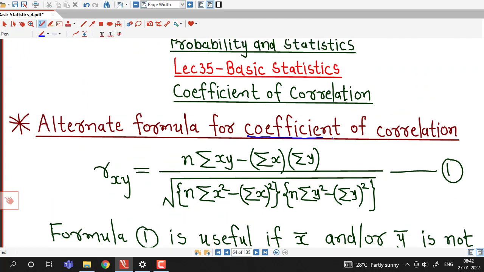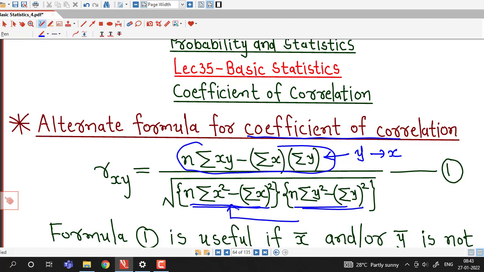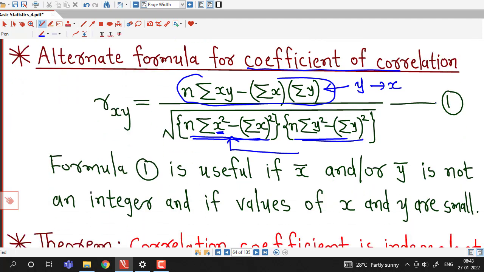Alternate formula for coefficient of correlation: r_xy equals n times sigma xy minus sigma x times sigma y, over square root of n times sigma x square minus sigma x whole square. This term is obtained by replacing y by x in this numerator, and this we obtain by replacing x by y in this term, n times sigma y square minus sigma y whole square. And if we give this number 1, formula 1 is useful if x bar and or y bar is not an integer, and if values of x and y are small.